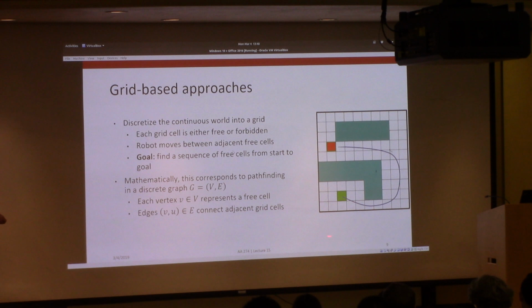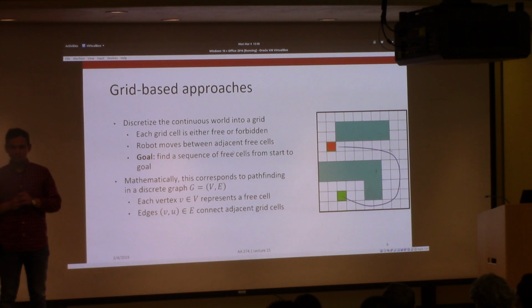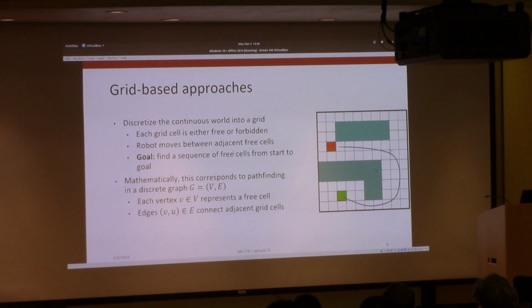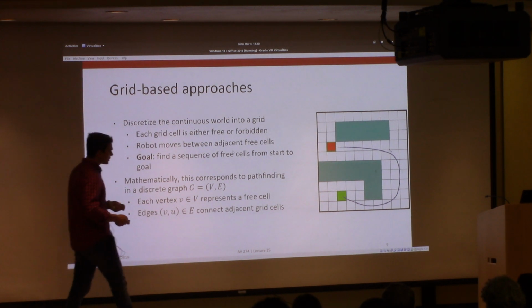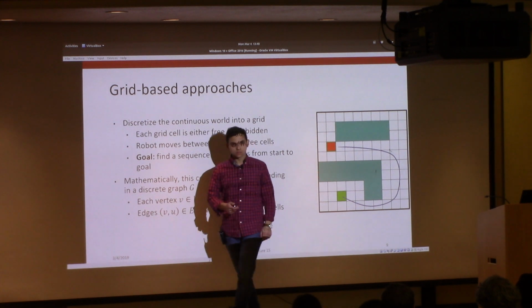We're given a start vertex and a target vertex. And what do we need to find? A sequence of what? Possible cell sequence. Yes, of free cells, a sequence of free cells that would allow us to move from the initial cell to the target cell.